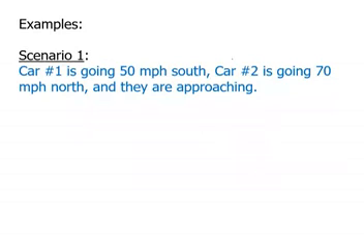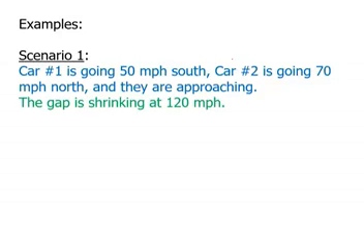So let's just think through a few scenarios here to make sure we understand this. Scenario number 1, car 1 is going 50 miles an hour south, car 2 is going 70 miles an hour north, and they are approaching. So the velocities are pointing in opposite directions, one pointing south, one's pointing north. So we add the speeds, 50 plus 70 is 120, and they are approaching, so the gap between them is getting smaller, so the gap is shrinking at 120 miles an hour.